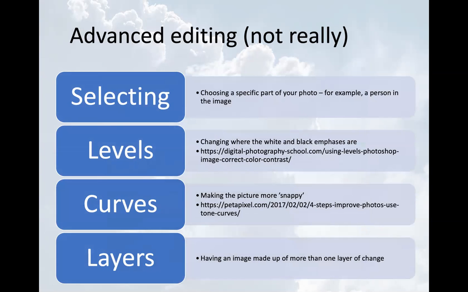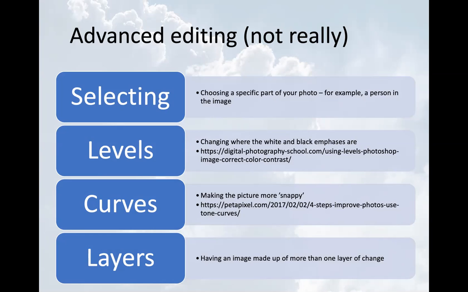There's a whole lot more things you can do in editing. You can select areas of the image, for example a person, and you can edit just them or everything except them. Then there are levels and curves. With levels, you can change where the black and white emphases are, and curves can make pictures more snappy. I've got a couple of links there to show you what they are.